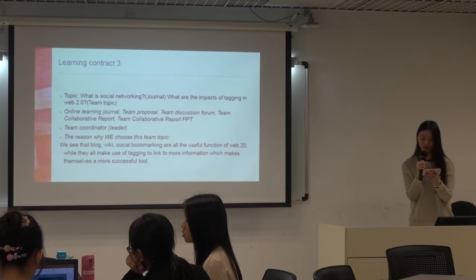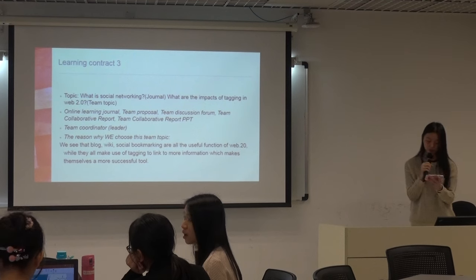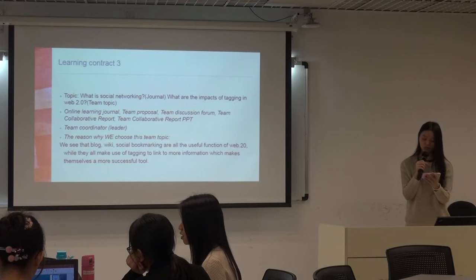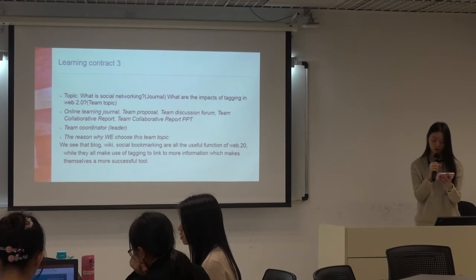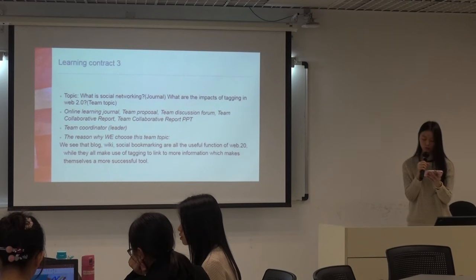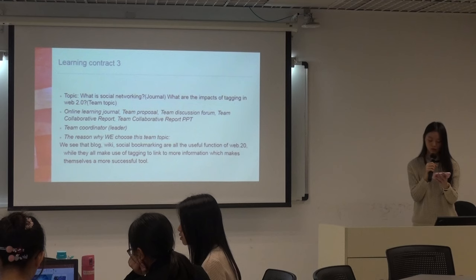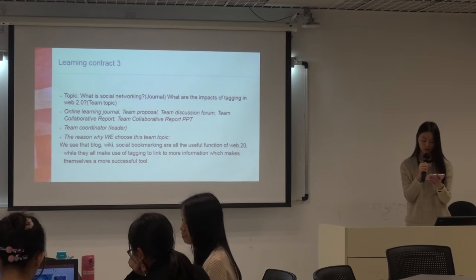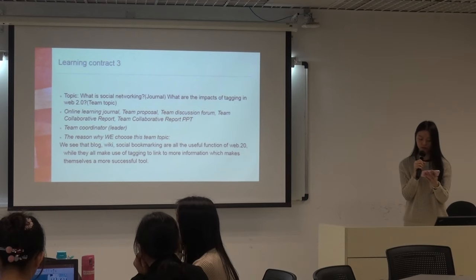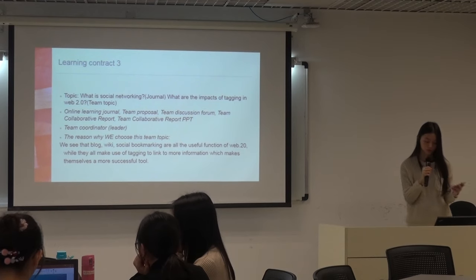and the reason why we chose this team topic is that we can see that blog, wiki and social bookmarking are all useful functions of Web 2.0. While they all make use of tagging to link to more information, which makes themselves a more successful tool.